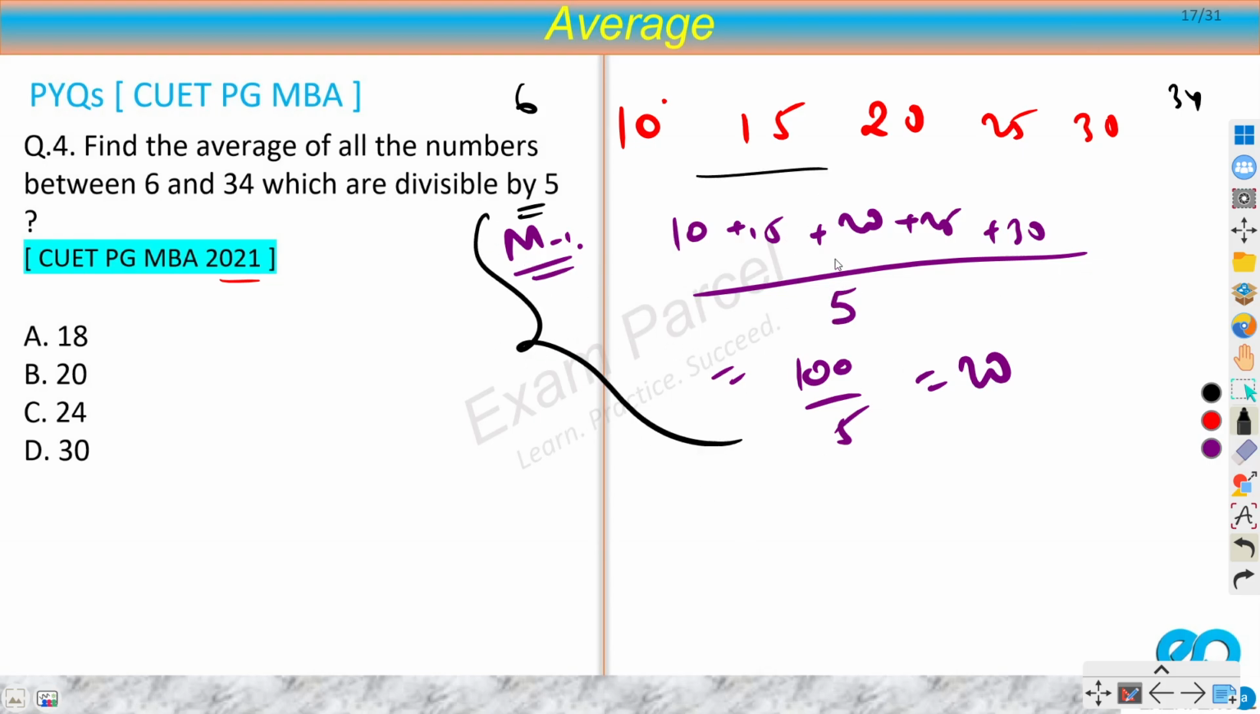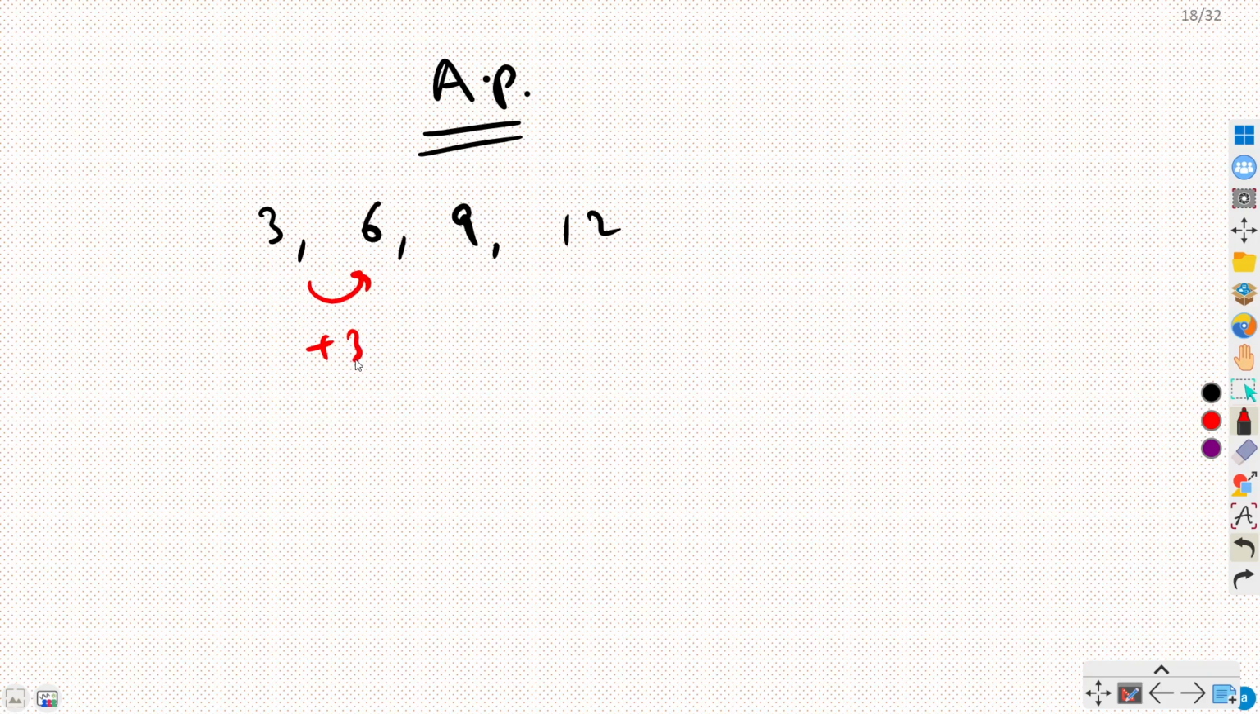You know that the average is the sum of all numbers divided by how many numbers there are. But what is the learning here? There is a very good learning here. I will discuss this in the next page. So there is a concept of AP, right? Arithmetic progressions. And what is an arithmetic progression? The numbers are in a sequence, let's say 3, 6, 9, 12. The numbers differ by a constant term. If you notice here, all the numbers have a difference of plus 3. So this is known as AP.